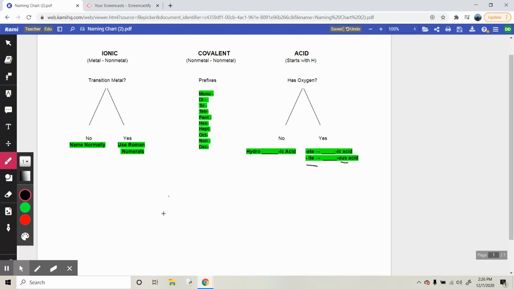Let's go with magnesium nitride. Magnesium nitride. I'm looking at this. There's no prefixes. Doesn't have H. Must be ionic. But look, there's no Roman numerals, so this one is just from our normal guy. Since it's ionic, though, we are going to have to balance some charges.